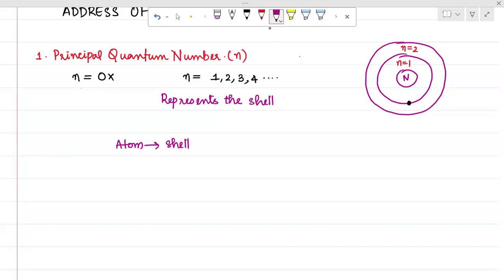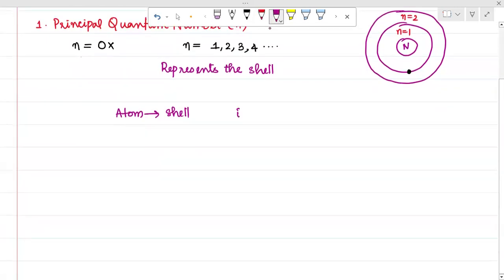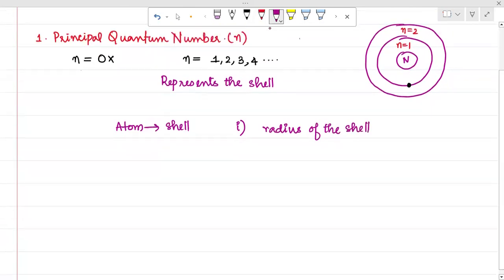For example, the first parameter that you get to know about is the radius, the radius of the shell. As n represents the shell number, it can also give an idea about the radius. So let's say my radius is represented by small letter r. This r is equal to n square by Z, where n is the principal quantum number, Z is the atomic number.